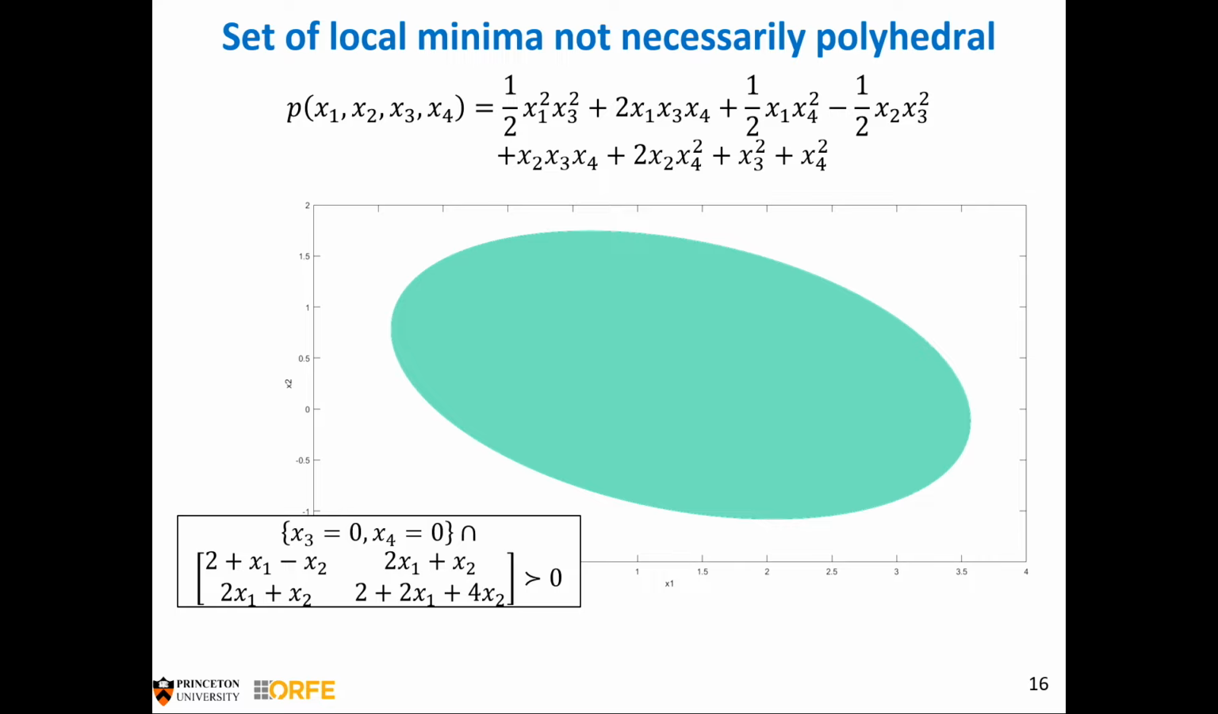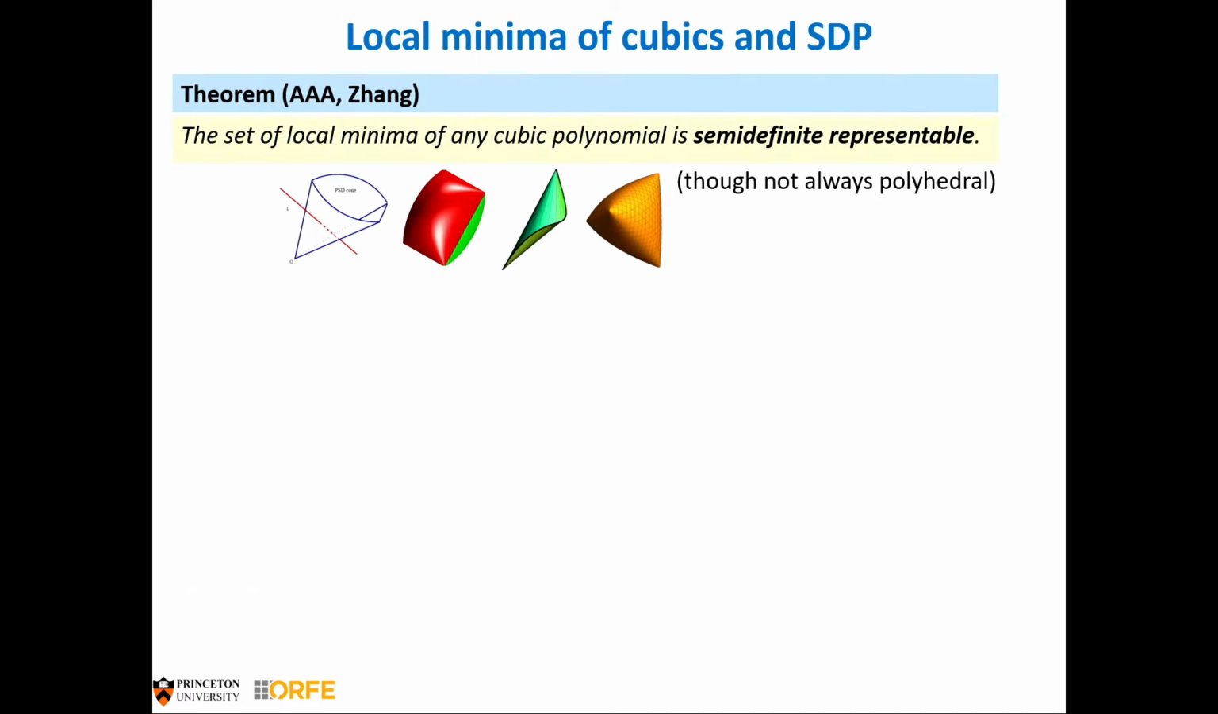But what's nice is that polyhedra don't always work, but spectrahedra do. So this is the main result: the set of local minima of any cubic polynomial is semidefinite representable. So it is the projection of a spectrahedron. It could look like some of these pictures. It's always a convex set, and you can always optimize over it using semidefinite programming.